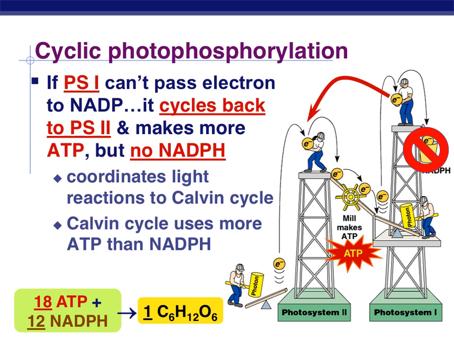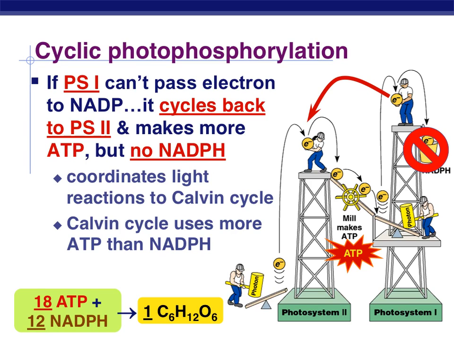So we just looked at non-cyclic. Now let's look at cyclic. Cyclic is what happens if, for some reason, there isn't any NADP for the photosystem 1 to pass those electrons to. So in cyclic photophosphorylation, we are going to make a circle. We're going to take the ending product of something and kind of bring it back to the beginning and do that step all over again. So if for some reason photosystem 1 can't pass its electron to NADP, we're not going to just stop the process. That would be kind of crazy.